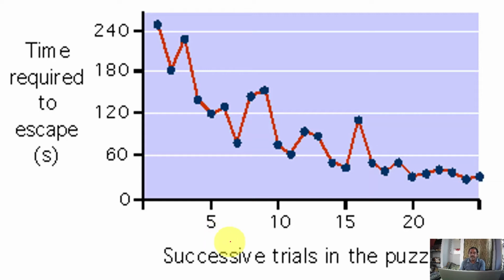On the x-axis you can see the trials, and on the y-axis the time taken. At the first trial it took 240 seconds to escape from the cage. At the 20th trial, it took roughly 25 seconds to come out of the cage. So as the number of trials increases, the time taken to escape from the cage decreases. This is what we call trial and error learning.